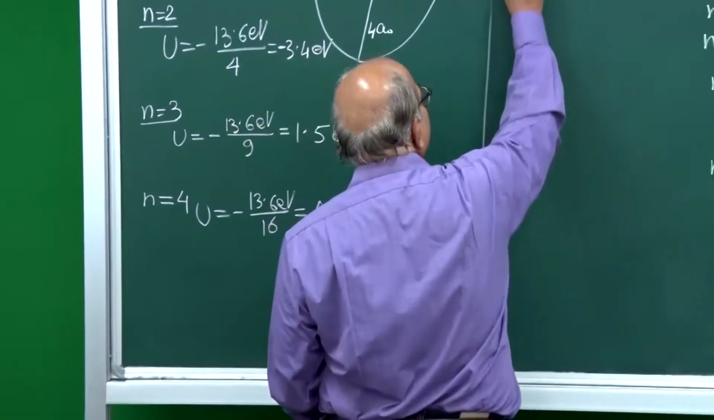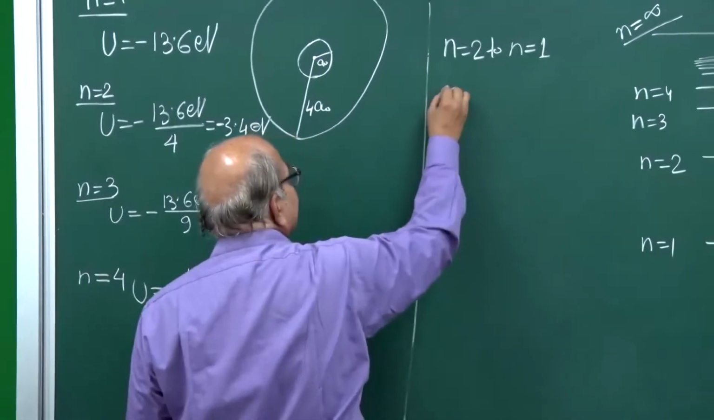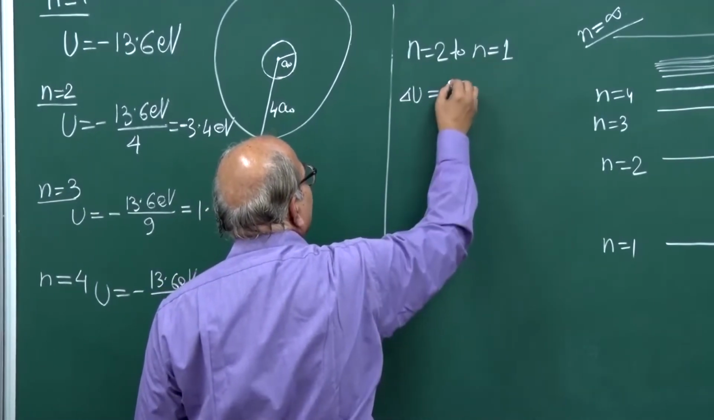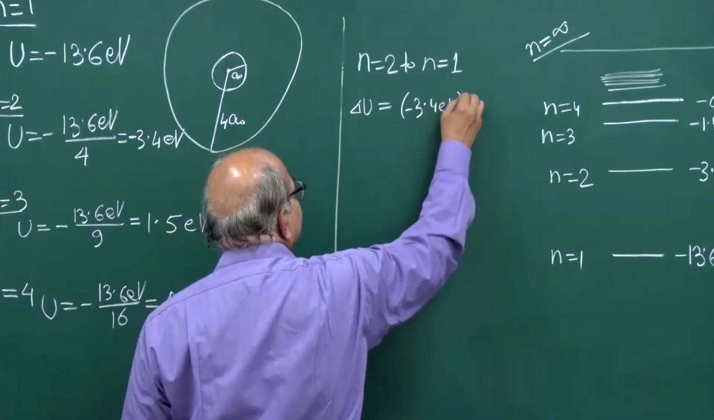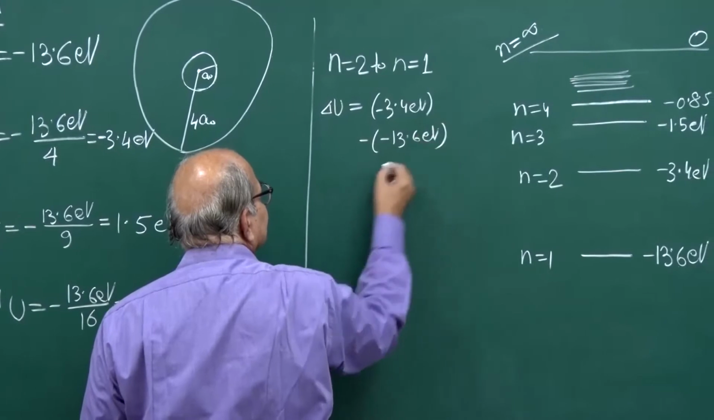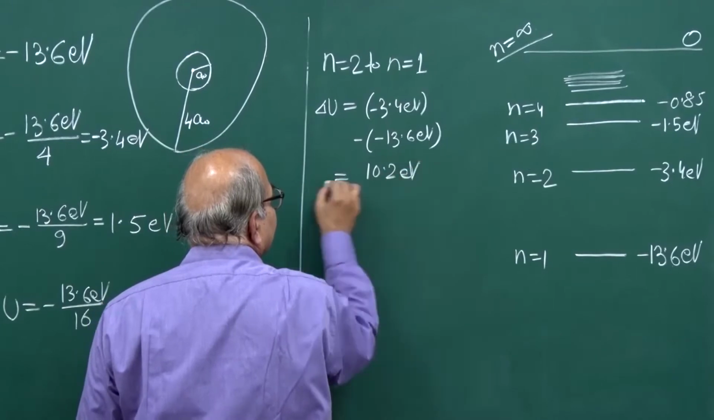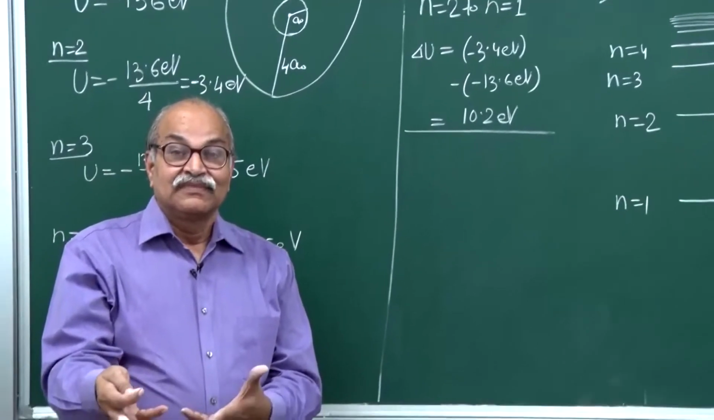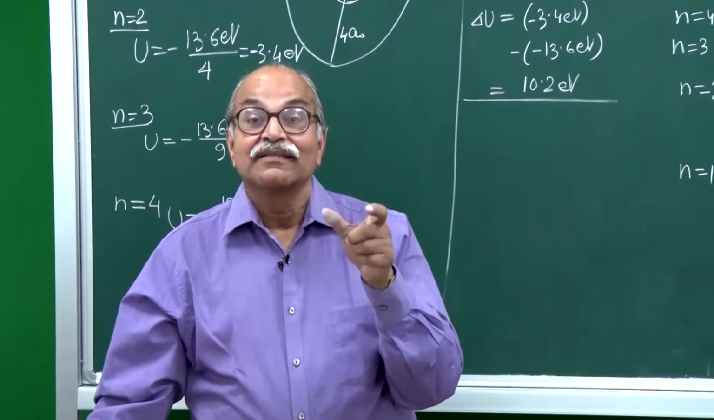Okay, so if it goes from say n equal to 2 to n equal to 1, initially it had minus 3.4 eV energy, and then finally it has minus 13.6 eV. So this is 10.2 eV. It should emit 10.2 eV in some form. And in what form? It emits in the form of electromagnetic radiation.